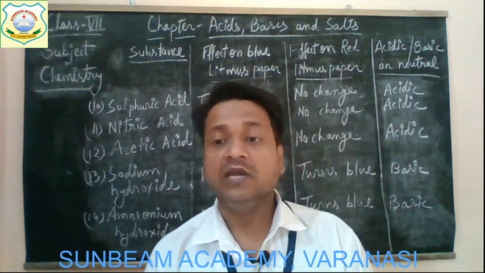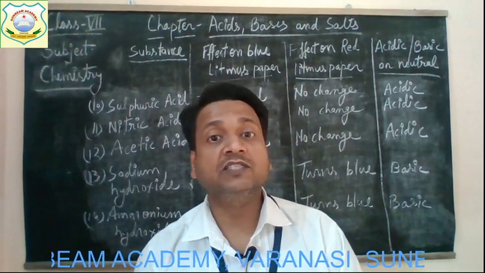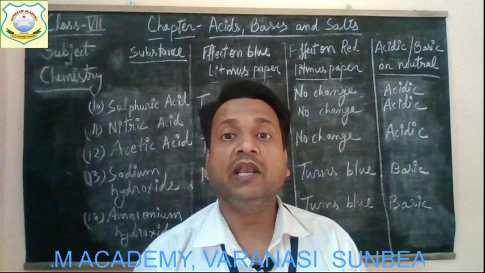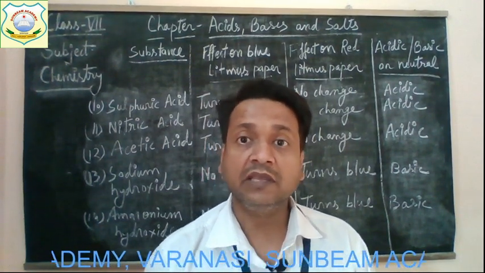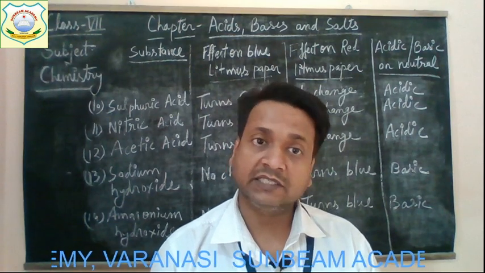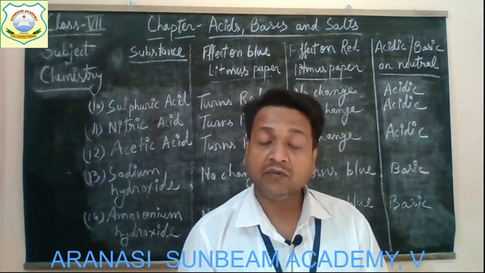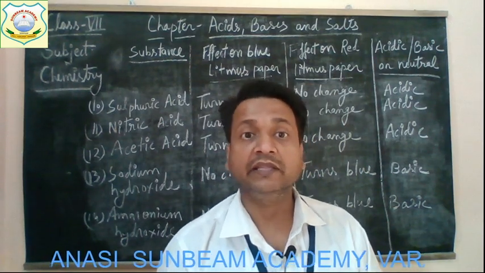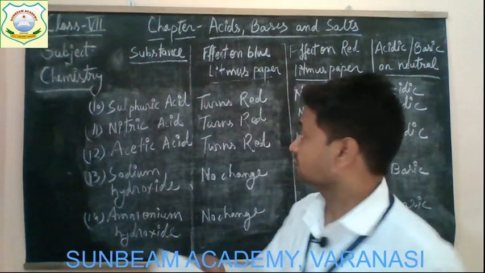Alright. Now come to the next. Children, as you know, we have explained about the natural indicators. Indicators are substances which can simply indicate acids and bases. And these indicators can be divided in two categories: the natural indicator and synthetic indicators.